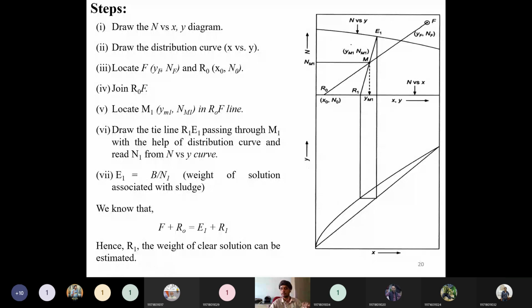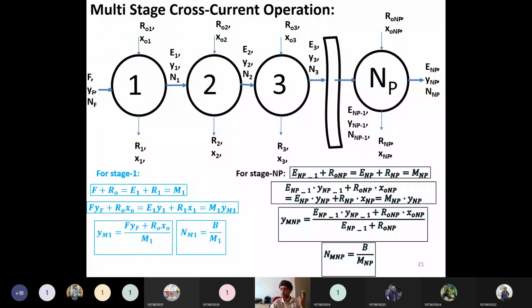In the multi-stage operation, two types of operation are possible. One is cross current and the next one is counter current operation. So what are those? We can see here. This one is a multi-stage cross current operation. I am assuming you already understood the single stage operation. I am not going to ask you one more time. If you have any doubt, you can stop me anywhere. Then this one is the multi-stage cross current operation.